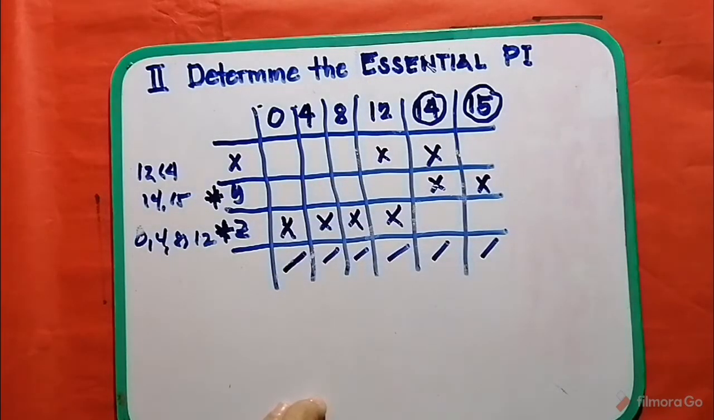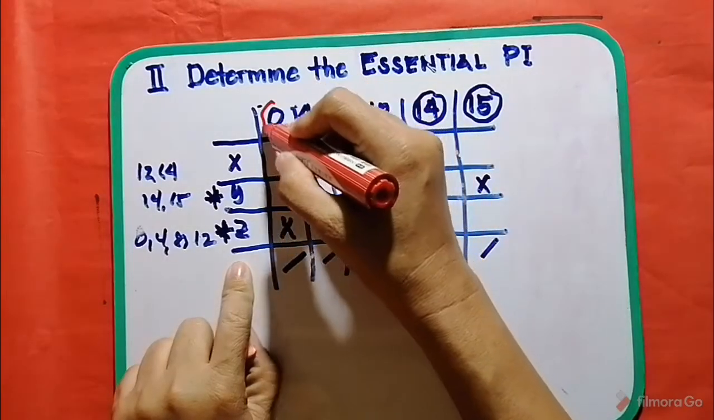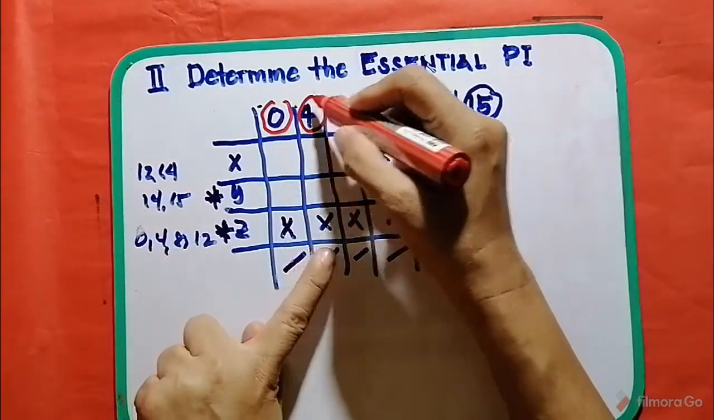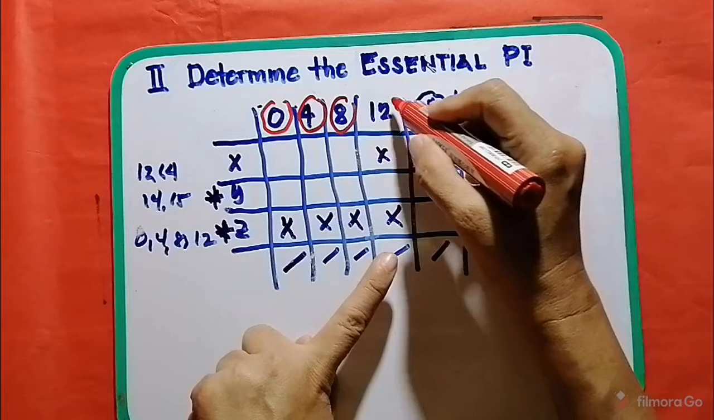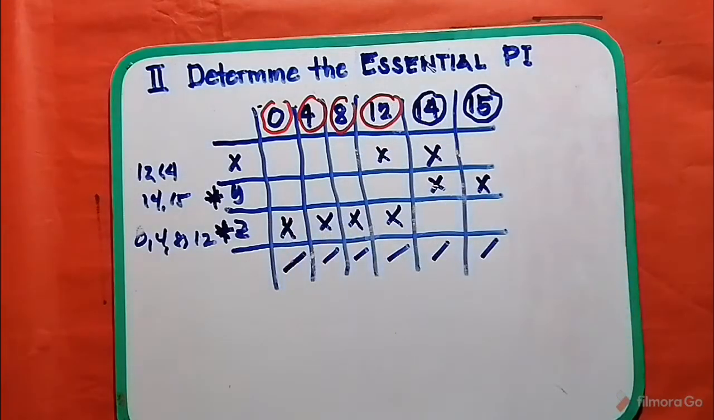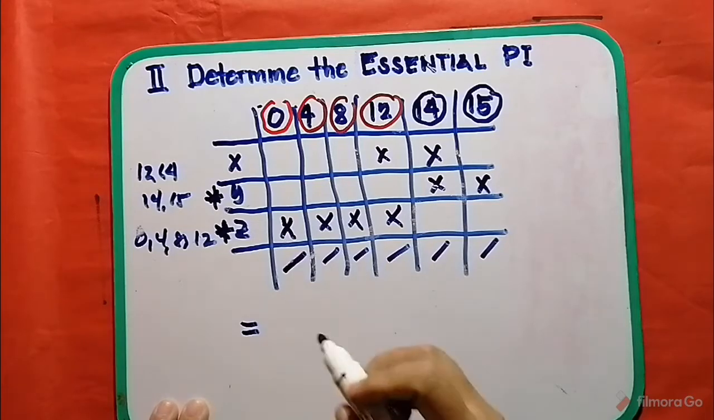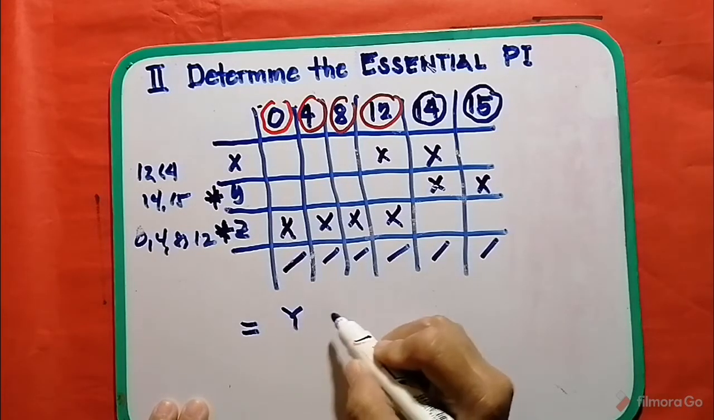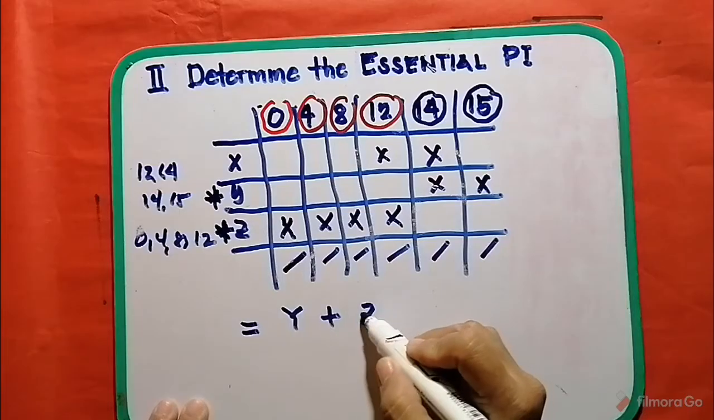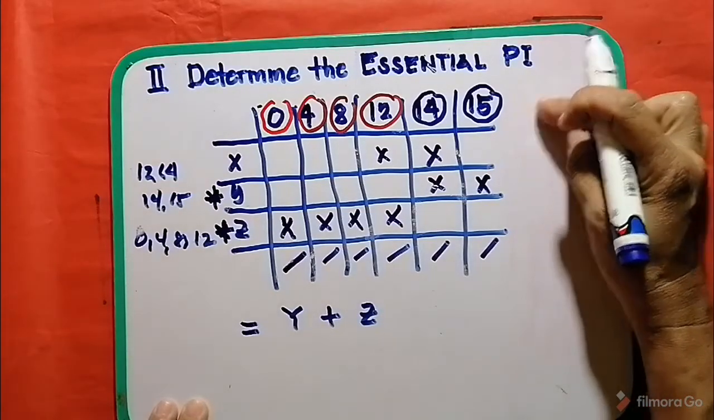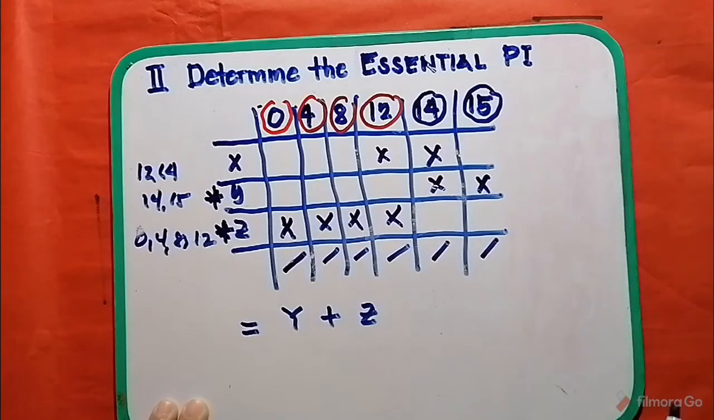Okay? So I'm going to use Z here. It covers 0, 4, 8, and 12. So therefore, all the implicants are already covered. So therefore, we can say that Y and Z, Y plus Z, already covered all the implicants.